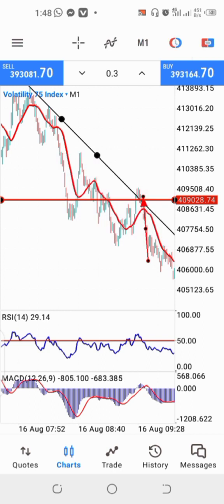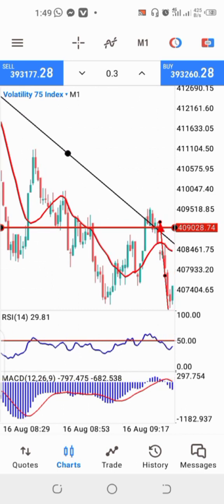So now at this point of pullback, you notice that one, price has touched the trend line, and secondly, price has retraced to a discount zone, where we can easily join the market because we are already sure that the market makers have decided to take price low. They've decided to shut price down.